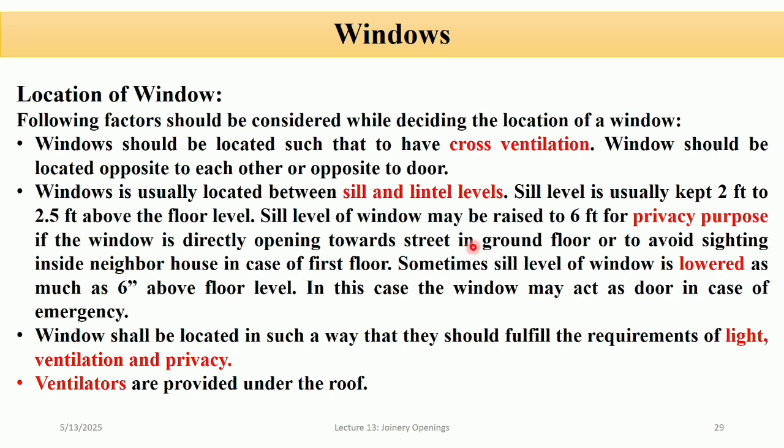Adjusting sill level for privacy. So on the ground floor, if a window opens directly towards a street, the sill level may be raised up to 6 feet to ensure privacy. On the first floor, if the window overlook a neighbor's house, raising the sill level can help avoid direct sight line.